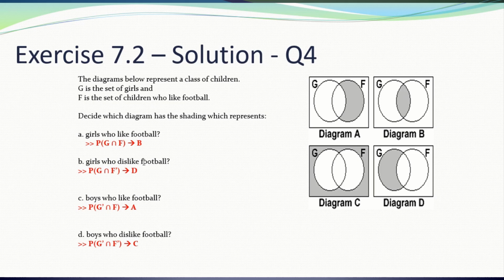Girls who dislike football means girls who don't like football, which will be D, right? That means they're just girls. They don't like football. Boys who like football: I cannot shade any part of this girl circle. This one must be out of the story. So they are just boys who like football. Boys who dislike football will be outside, because I cannot shade girl, I cannot shade football, so it will be outside.